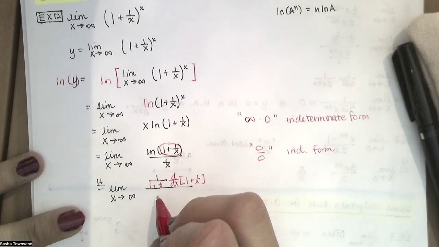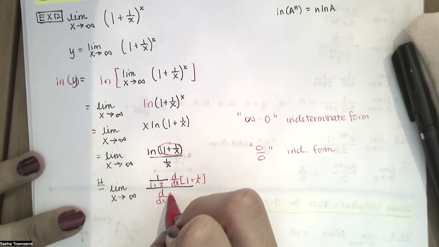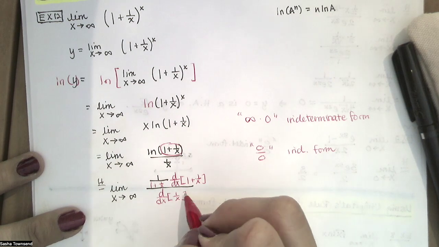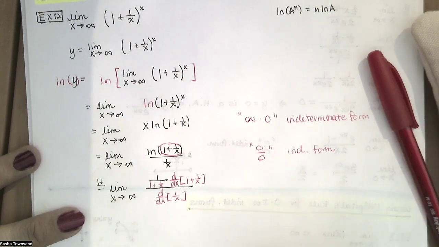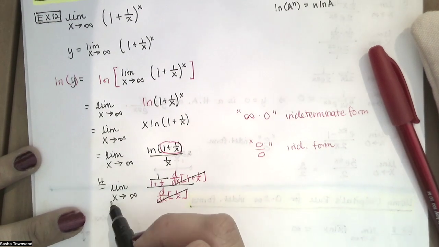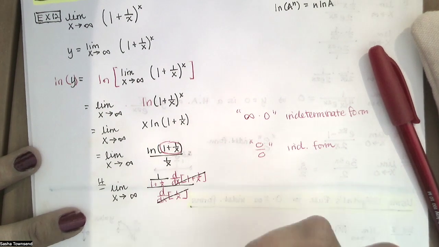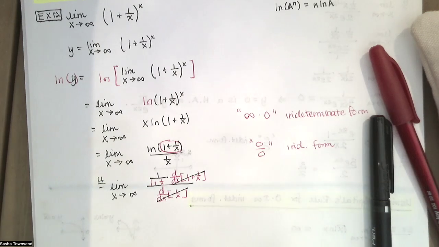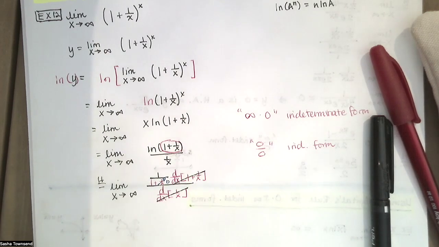And then we're dividing by the derivative of 1 over x. The derivative of 1 over x and the derivative of 1 plus 1 over x are the same, so those reduce. And now we just have the limit as x goes to infinity of 1 divided by 1 over x. And 1 over x goes to 0. So we end up with a 1.